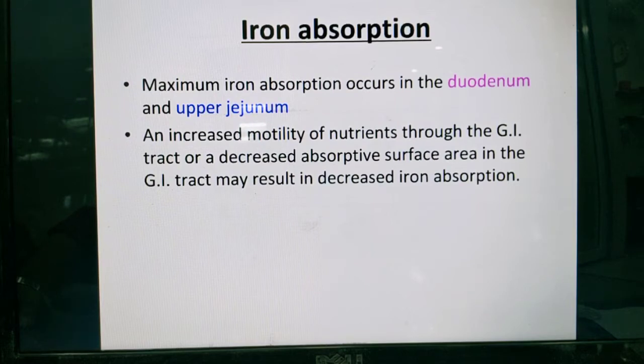Now iron absorption: how does iron get absorbed in our body? Maximum iron absorption occurs in the duodenum and upper jejunum. An increased motility of nutrients through the GI tract or a decreased absorptive surface area in the GI tract may result in decreased iron absorption.